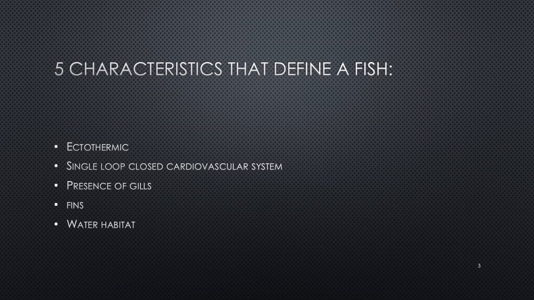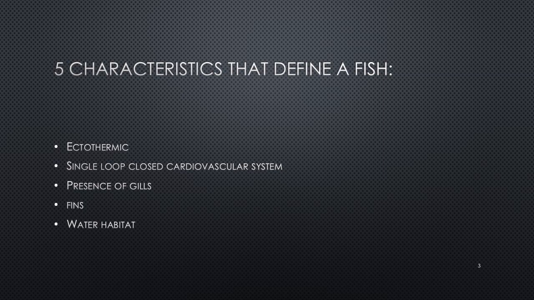So what actually defines a fish? There are 5 different features that are necessary for you to put an animal in the category of a fish. So one is that they have to be ectothermic. This is what used to be called cold-blooded. Ectothermic just means that the body temperature of that organism is regulated by the external environment that it lives in. So fish are ectothermic.